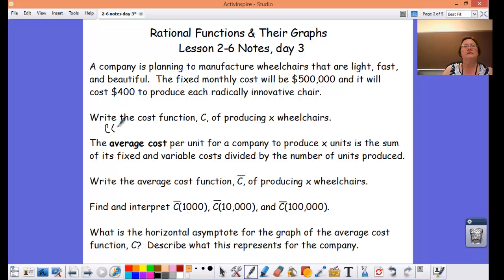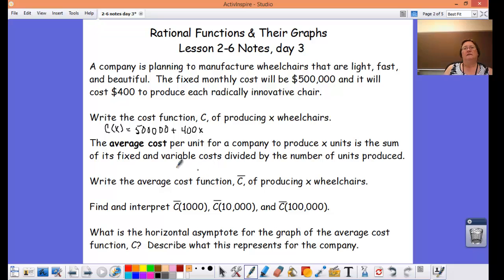Let's see, cost of things in terms of X. Well, you know you have that $500,000. You pay that no matter what. But then every time you make a wheelchair, and you are making X of them, for every one of those, it costs $400. So there's a cost function for us. Today we're going to talk a little bit about average cost per chair.